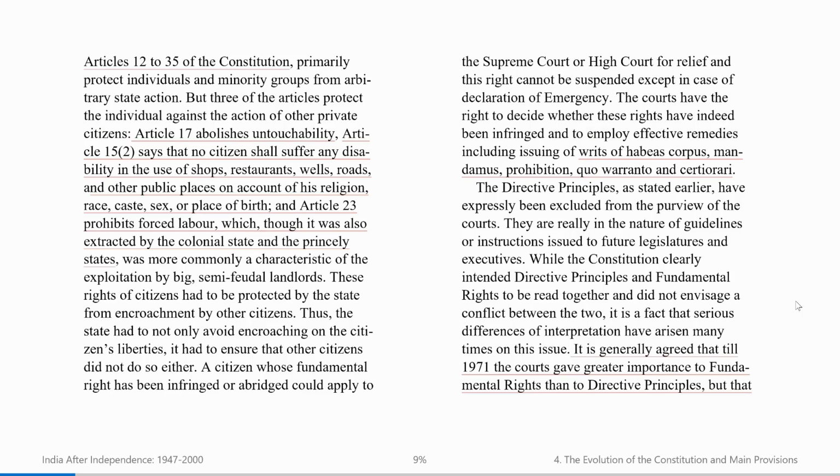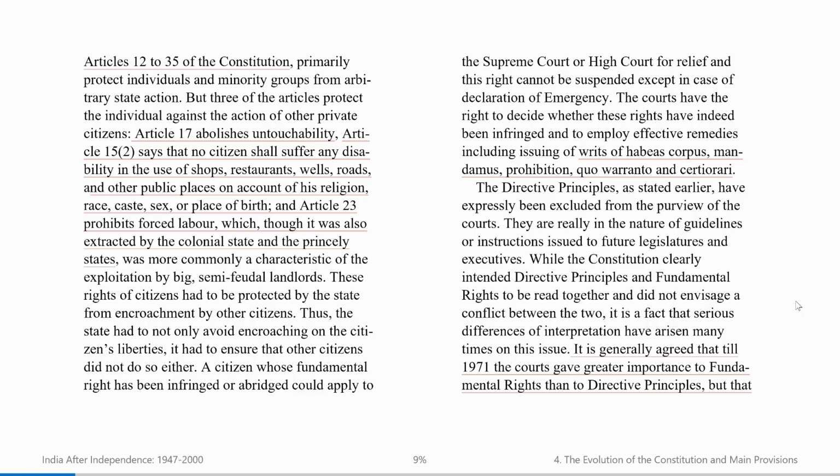Then we have articles against untouchability. We have Article 15.2, which says that no citizen shall suffer any disability in use of shops, restaurants, wells, roads and other public places on account of his religion, race, caste, sex, or place. We have Article 23, which prohibits forced labor, though it was basically extracted by the colonial state and the princely states. And it was a common characteristic of exploitation by big and semi-feudal lords, especially landlords. We have writs such as habeas corpus, mandamus, prohibition, quo warranto, and certiorari.